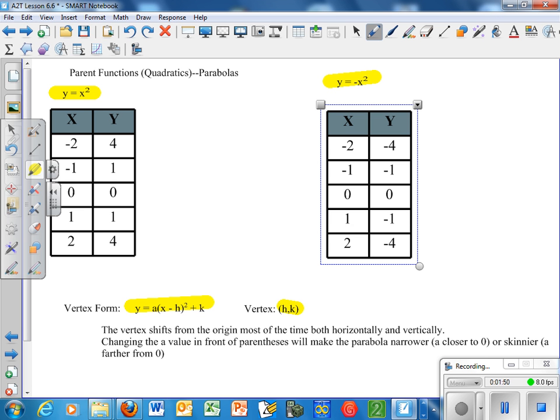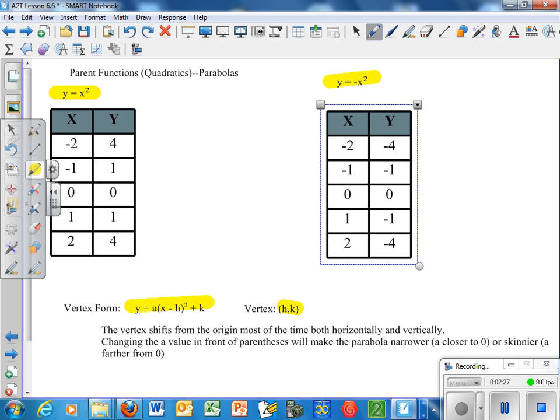The vertex is actually going to be at those two values, h and k. The vertex shifts from the origin, like y equals x squared and negative x squared, both horizontally and vertically. If you have a number inside with the x, inside what you're squaring, the binomial, and a number outside, it's going to shift both horizontally and vertically from the origin. Changing the a value, or what's in front of the binomial squared, all that does is make the parabola narrower or skinnier. Narrower is going to be when it's farther from 0, and skinnier is going to be when it's closer to 0, or fractions.